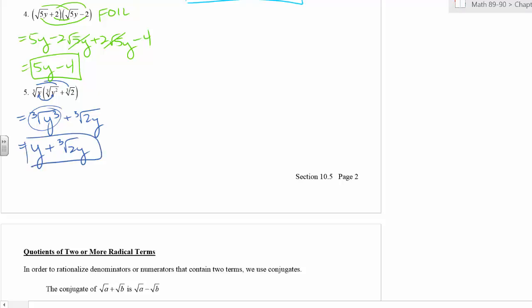And there you go. So a little trick: make sure you look after you multiply to see if you can simplify any of those radicals, because you tend to make bigger radicands that you might be able to pull some perfect powers out of.